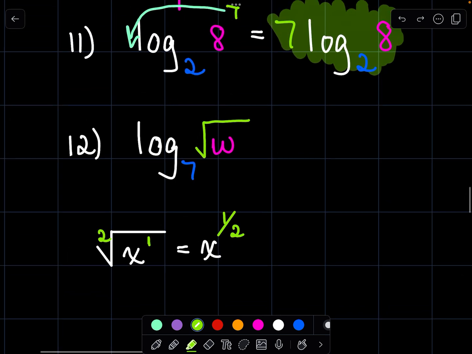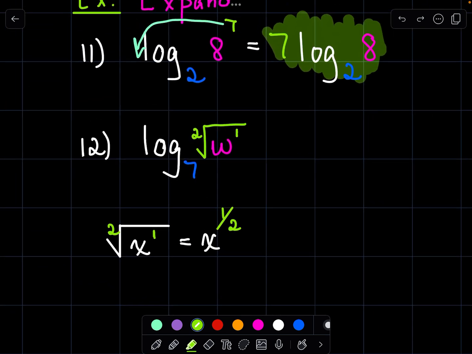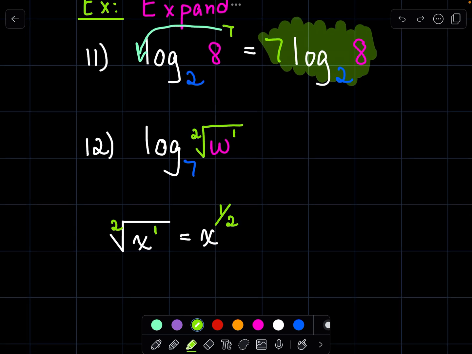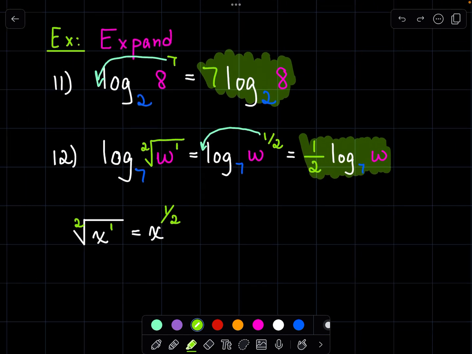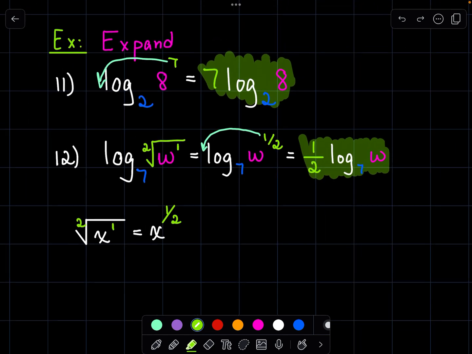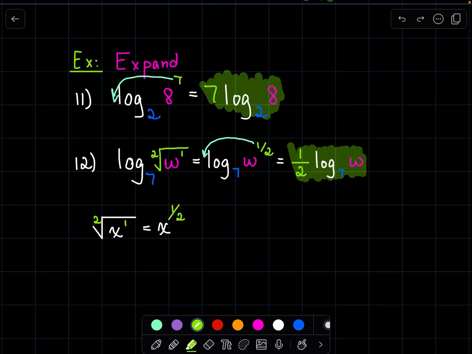So using that, I could say, well, log base 7 of the square root of w, well, that's equivalent to log base 7 of w to the 1/2 power. And now I'm allowed to use that power property by taking the 1/2 power, putting it out front, and this would completely expand into 1/2 times log base 7 of w. Now those are some quick isolated examples of where we learn how to condense and expand using those properties, but here's the real question that we have.